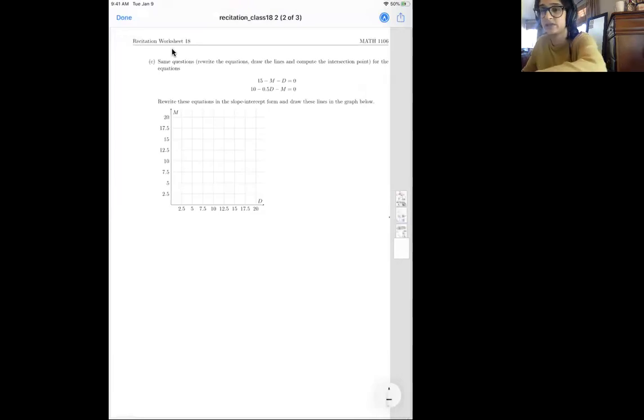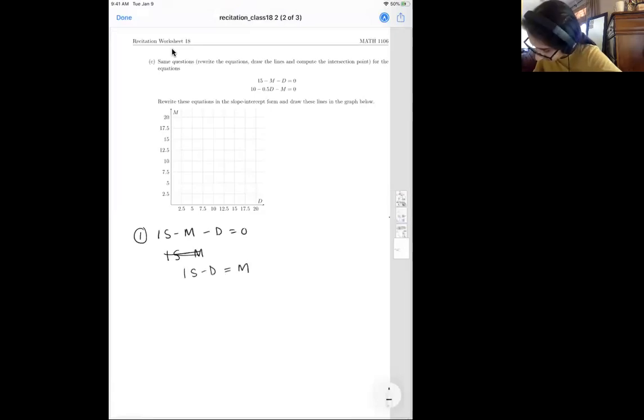We're going to rewrite these equations in slope-intercept form once again, hopefully with the correct arithmetic this time. So the first equation is 15 minus m minus d is equal to 0. Notice that our d is on the x-axis and m is on the y-axis, so we want to get something in m equals form. So let's just add m to the other side. So 15 minus d is equal to m, right? So we're just adding m to both sides and getting this.